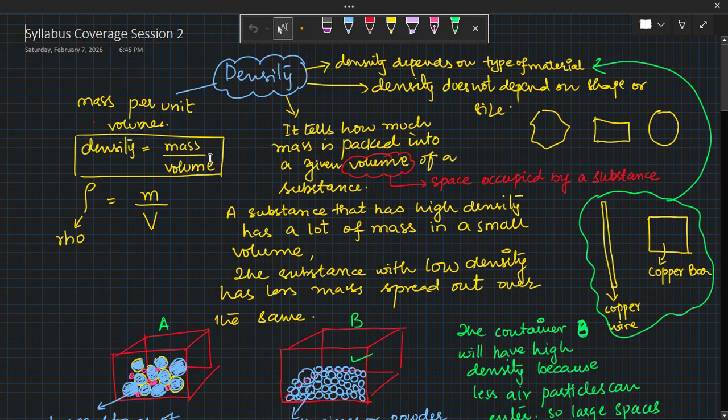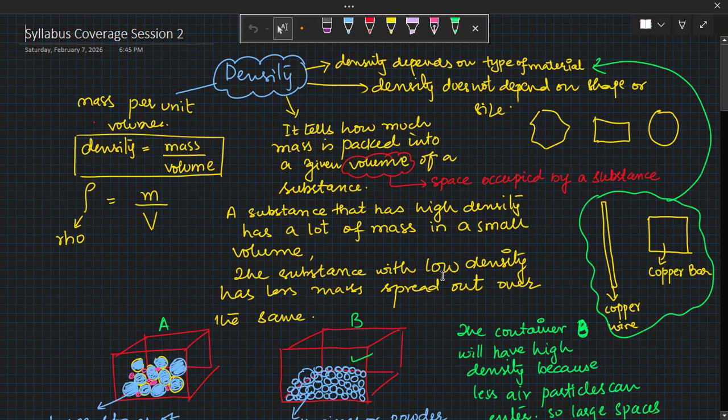If you have the mass of an object and the volume of that object, you divide them and you get the density. The symbol for density is this, we call it rho. Now, a substance that has high density will have a lot of mass in a small volume.